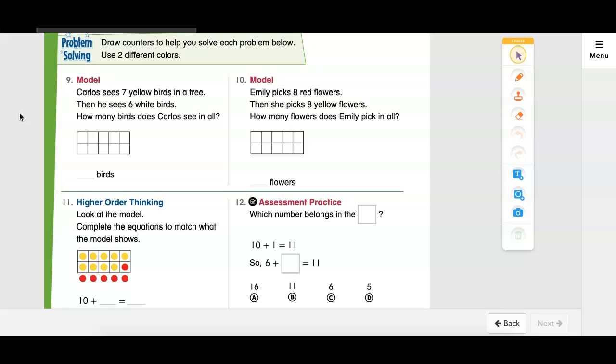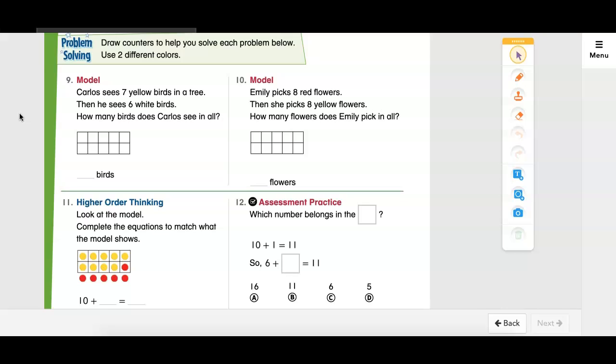Now we are going to begin talking about page 128, the last page in our lesson for math today. So if you are still working on the previous page or still working on number 8, please go ahead and pause the video because we are going to begin talking about number 9.